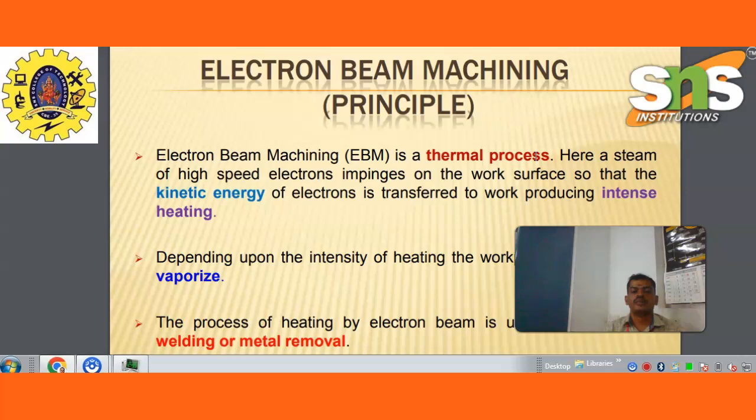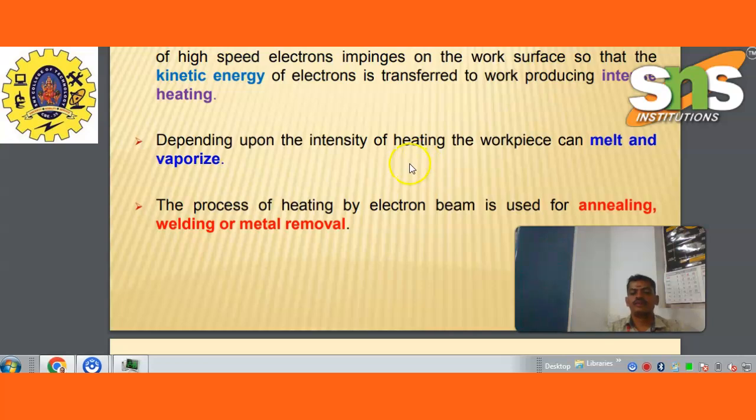Generally, electron beam machining is one of the thermal processes where a stream of high-speed electrons impinges on the work surface, so that the kinetic energy of the electrons is transferred to the work, producing intense heating. Depending upon the intensity of heating, the workpiece can melt and vaporize. The process of heating by electron beam is used for annealing, welding, or metal removing.